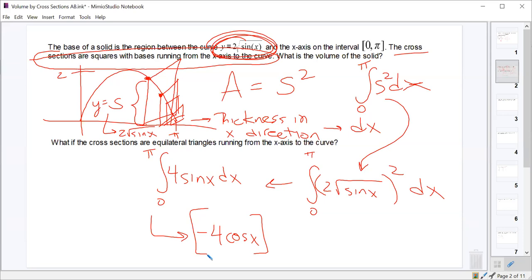And where do we need to evaluate this from? 0 to pi. So this becomes negative 4 cosine pi minus negative 4 cosine 0. Cosine of pi is negative 1, so negative 4 times negative 1 is positive 4. And then minus the negative is plus. Cosine of 0 is 1, so 4 times that is 4. We get 4 plus 4, we get 8. And yeah, units cubed. You don't need to write units cubed. Question?